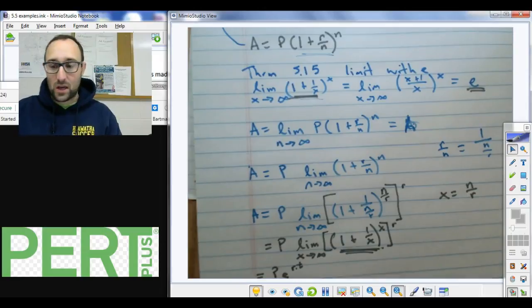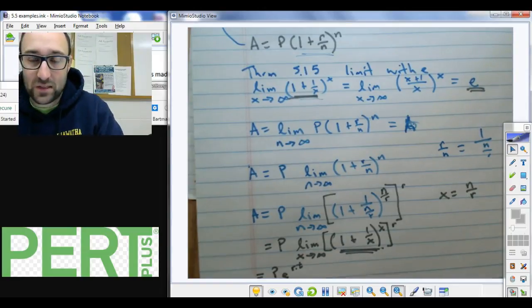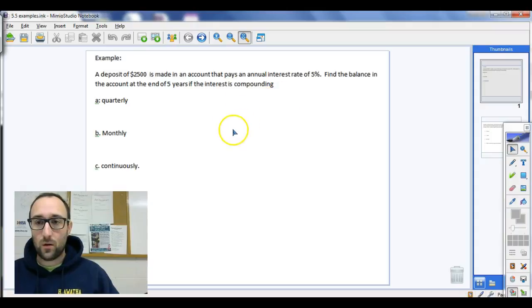Now what we're going to do is look at a couple of examples here. Let me get set up and we'll get going. All right, so here we go.